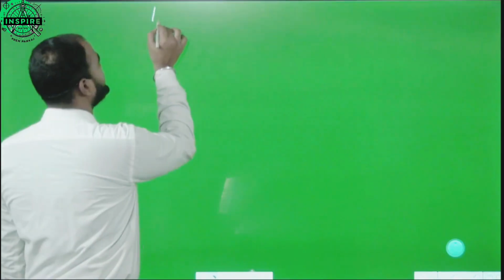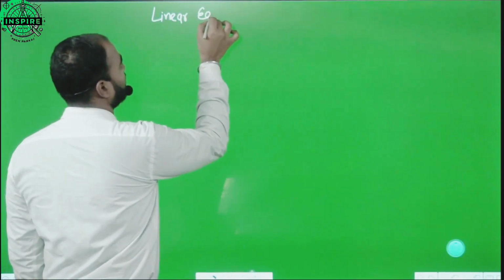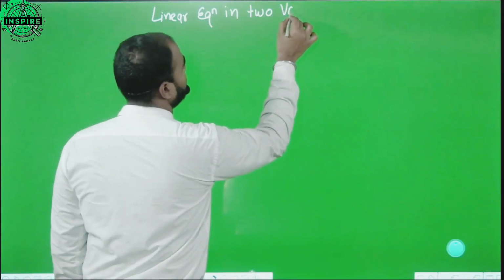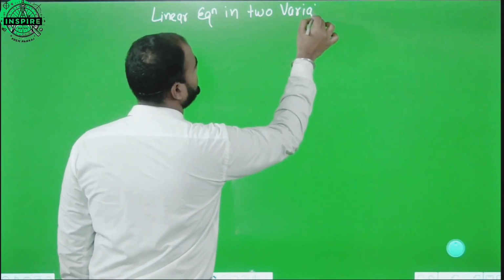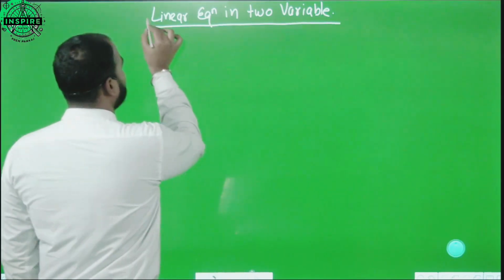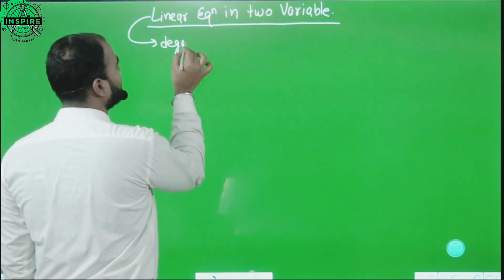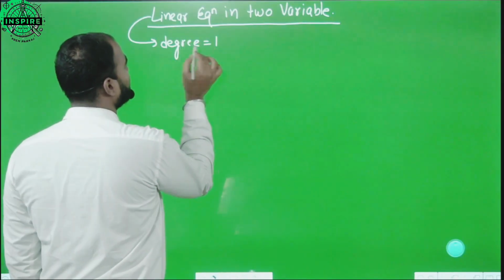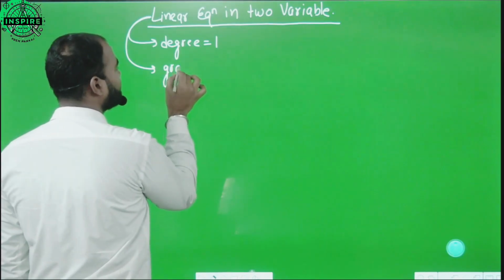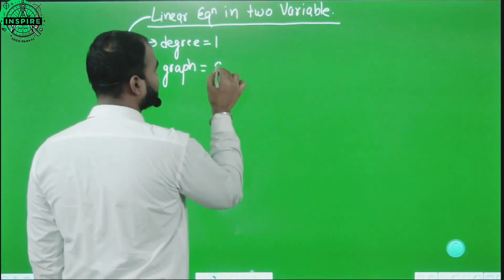Linear equation in two variables. A linear equation has degree 1, and a linear equation has its graph as a straight line.